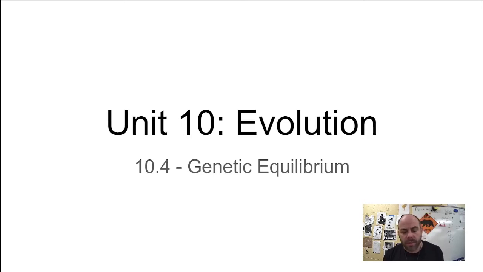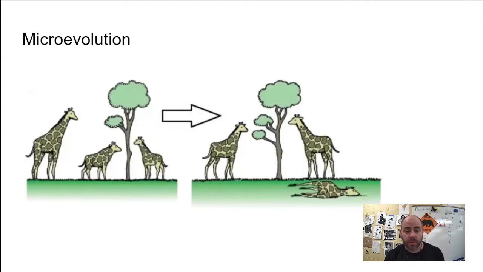All right, in this video, we're going to be looking at 10.4 genetic equilibrium. We've been talking about natural selection. We've been talking about things that are changing, right? What is equilibrium? It's when things don't change. And so we need to get a few definitions before we do that.